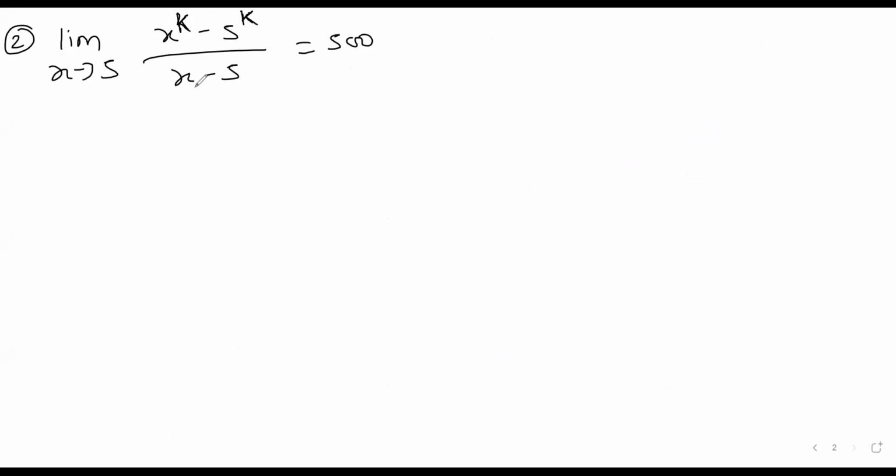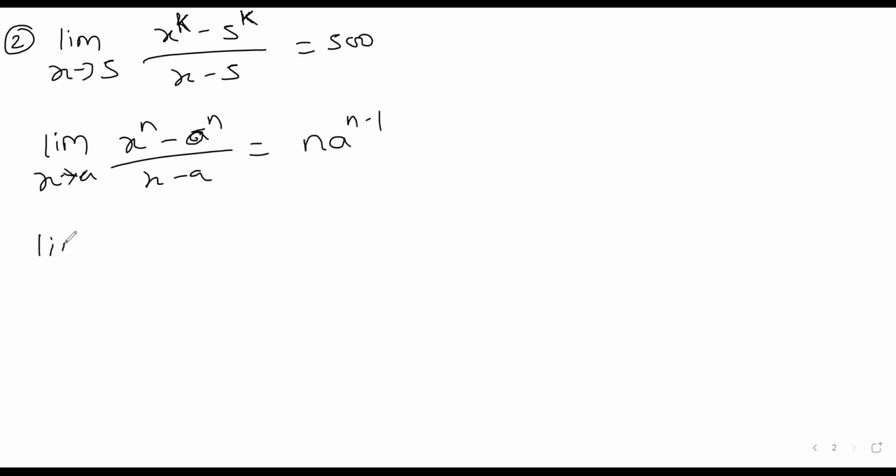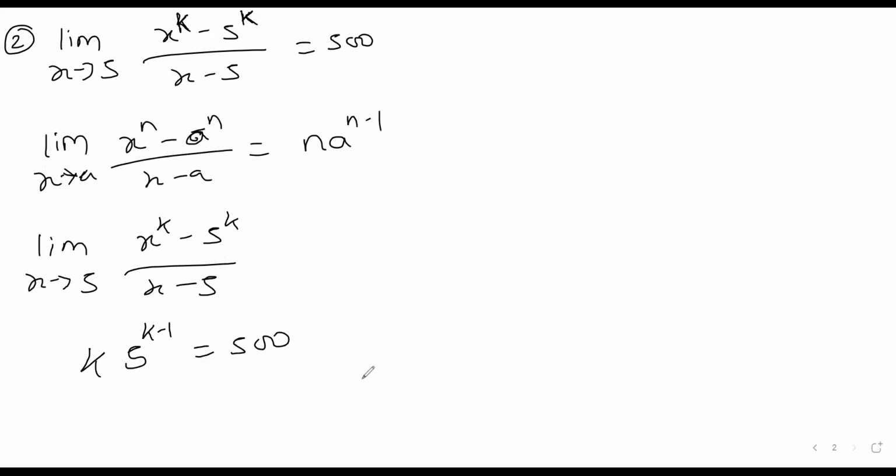If I put x is equals to pi, denominator is going to become 0. So I will not do that. What will I do? I will use the formula because this is coming in the form of formula. Limit x tends to a, x raised to n minus a raised to n upon x minus a is n a raised to n minus 1. And this will be limit x tends to pi, x raised to k minus pi raised to k upon x minus pi. We can write it as k pi raised to k minus 1 is equals to 500.